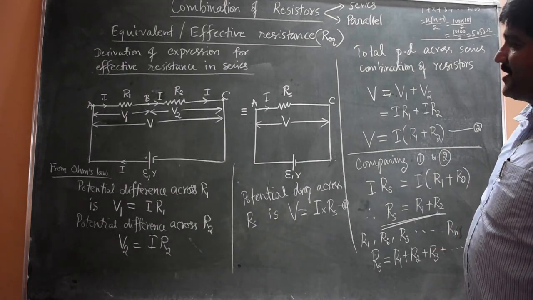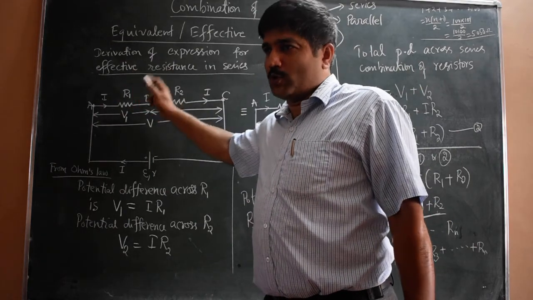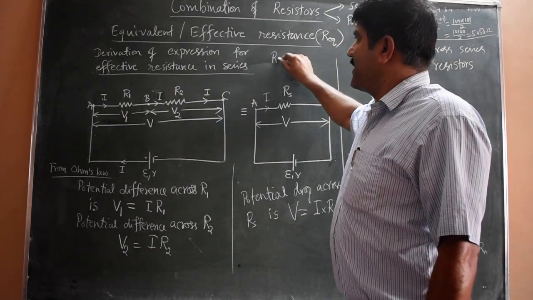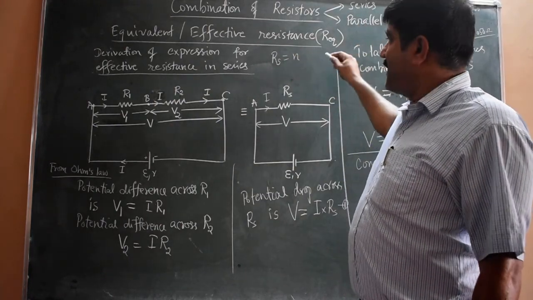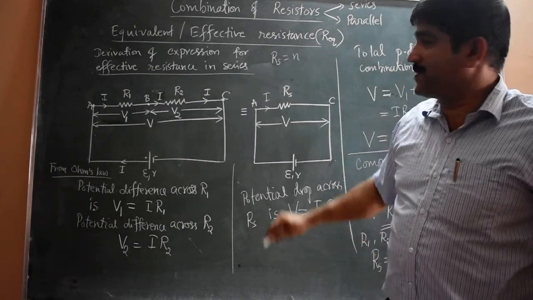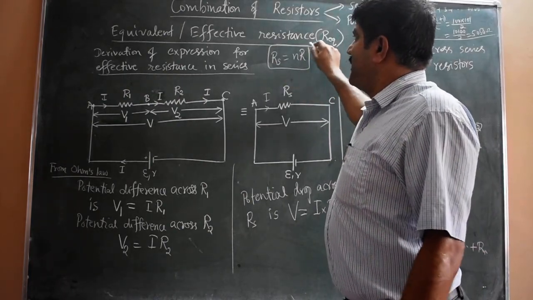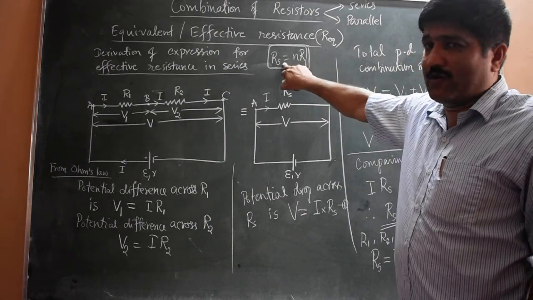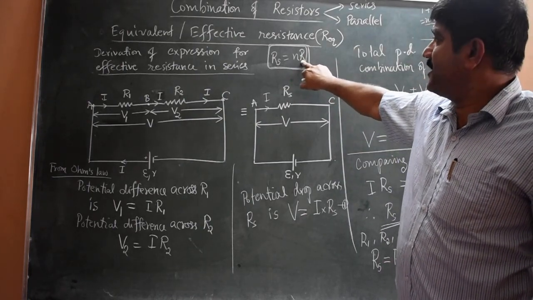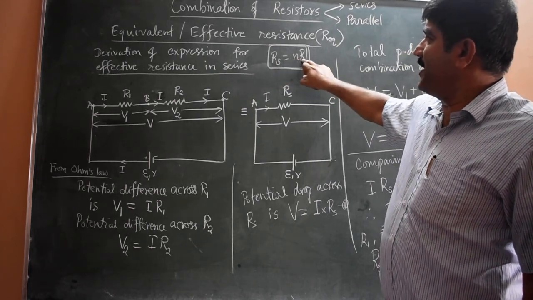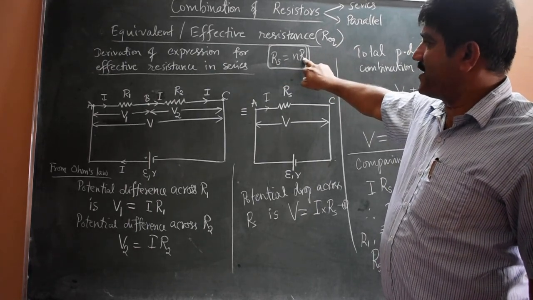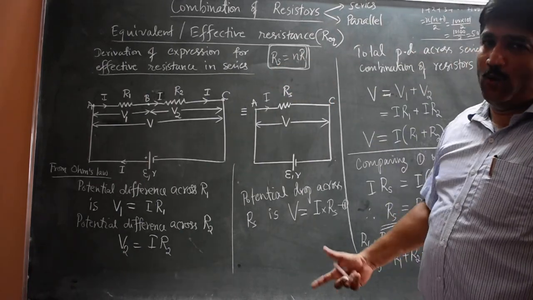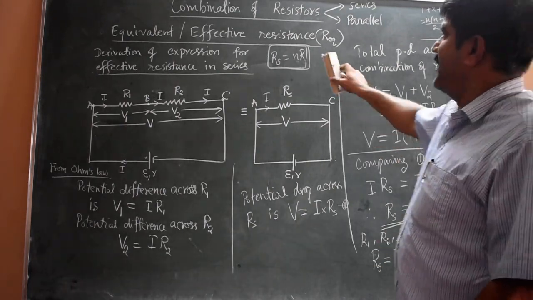Suppose identical resistances are there, resistances of 2 ohm, 2 ohm, 2 ohm, 2 ohm like that, 50 resistors. What is the effective value? Then in case of identical resistors, adding R n times, that is R plus R n times, we can write Rs equal to n into R. This is the expression for series combination of resistors with identical value of resistance. If each resistor is 2 ohm and 50 resistors are there, Rs will be 50 into 2, that is 100 ohm. So it is the simple expression for n identical resistors.